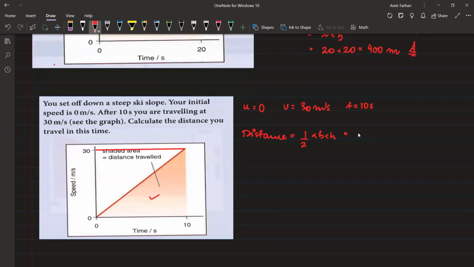Yes, sorry. Half, base is your 10, height is 30. So 2 fives are 10 and 30. It's coming out to be 150 meter. Is this clear to you, dear?